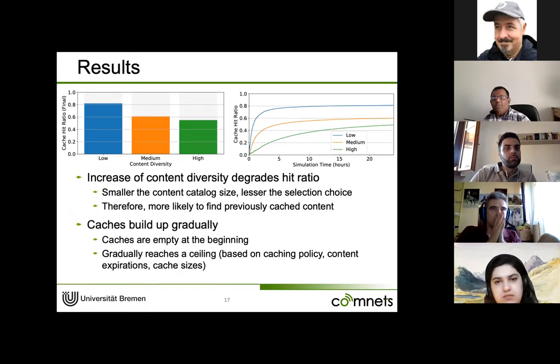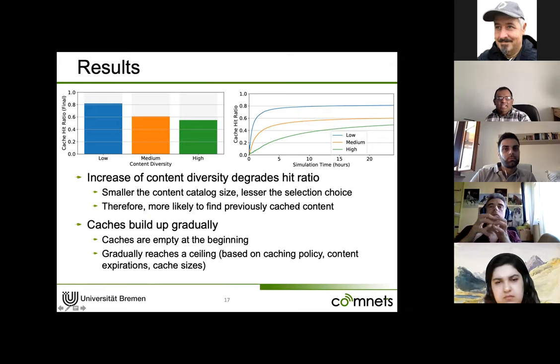The second graph is also from the same evaluation, but I just wanted to see how it progressed over simulation time. You see, at the beginning, everyone has a zero cache hit ratio because nobody has the content. But gradually, as it progresses, the caches build up, and then they are able to serve content. But of course, when the content catalog is high, it takes a long time to stabilize, to come to a certain equilibrium.